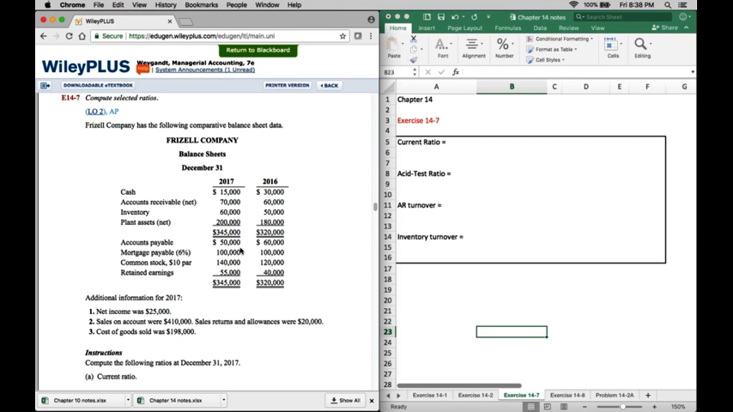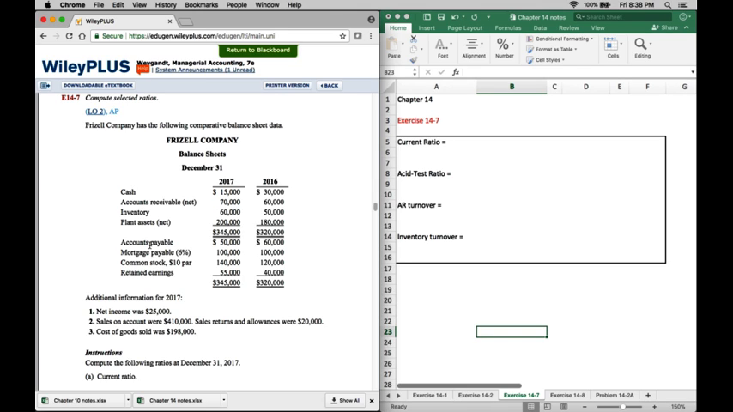In exercise 14-7, we will be looking at ratio analysis. Let's look at the information given to us. We've been given a comparative balance sheet, which means we have 2 years worth of information. We have cash, accounts receivable, inventory, and plant assets. The first 3 assets are current assets.